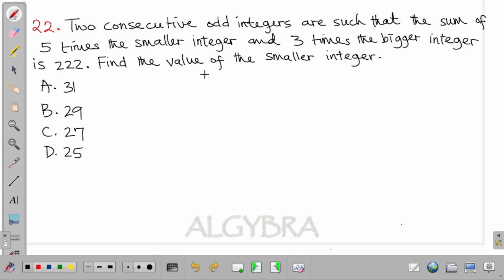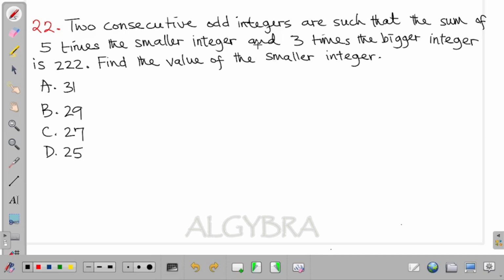So in today's video, we're going to go through question 22 of the WAEC 2025 mathematics objective questions. Okay, so let me read it out for us to hear. It says, two consecutive odd integers are such that the sum of 5 times the smaller integer and 3 times the bigger integer is 222. Find the value of the smaller integer.